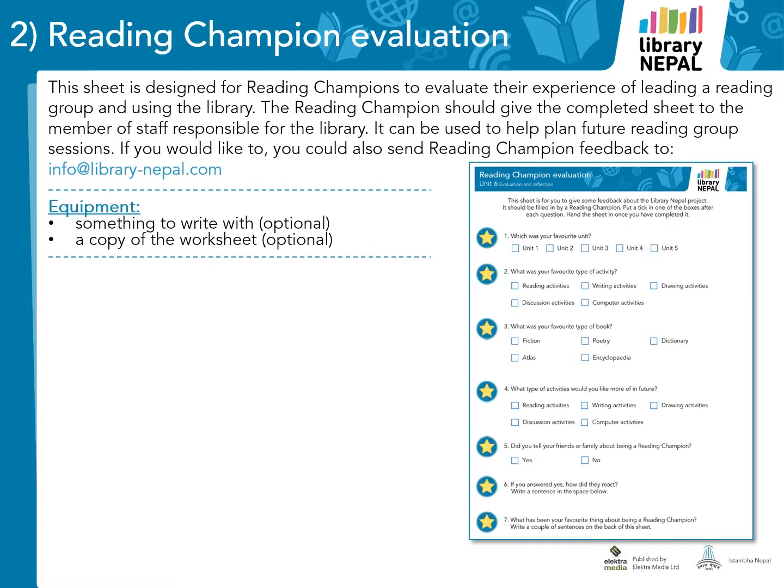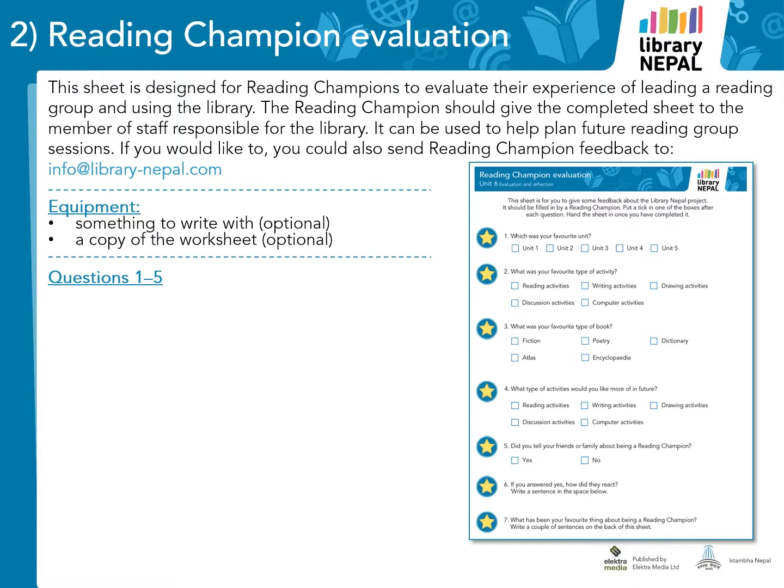For this session, the reading champion will need something to write on and something to write with. For example, some paper and a pen or pencil, a chalkboard and chalk, or a whiteboard and pen. They will also need a copy of the worksheet. If this isn't possible, the worksheet could be talked through with the member of staff responsible for the library.